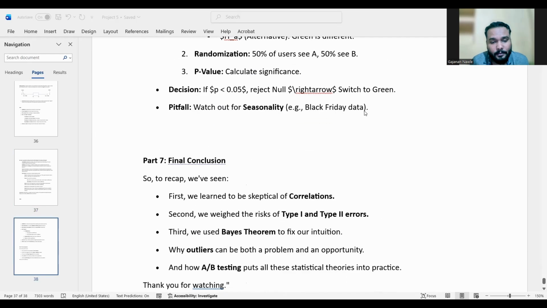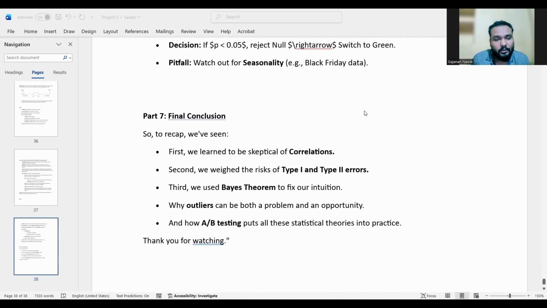So this brings us to the end. To recap, first we learned to be skeptical of correlations. Second, we weighed the risk of type 1 and type 2 errors. Third, we used Bayes' theorem to fix our intuitions. Then we saw why outliers can be both a problem and an opportunity. Then we saw how A/B testing puts all the statistical theories into practice.